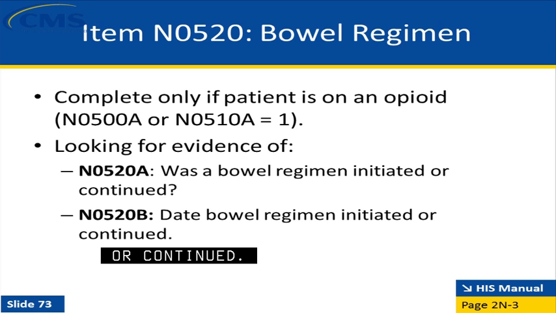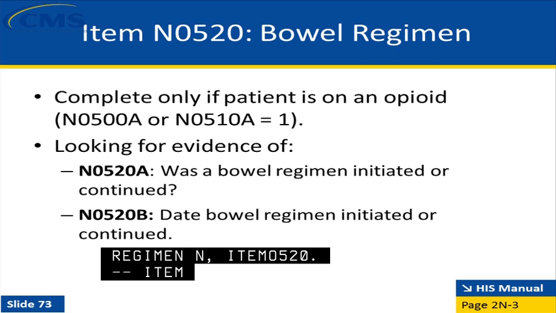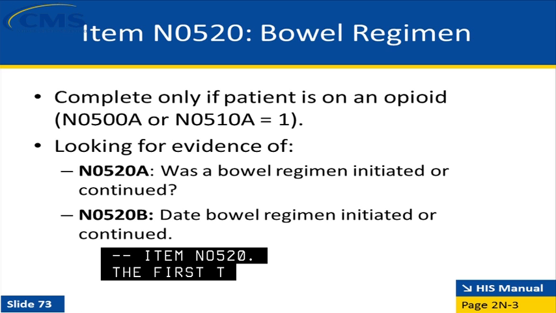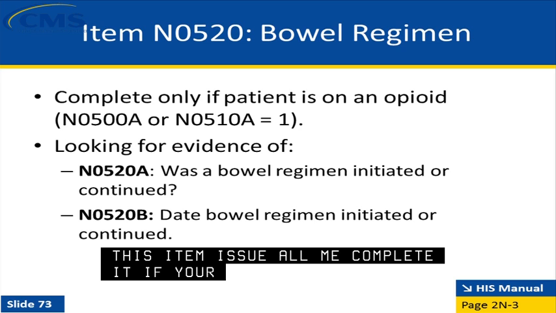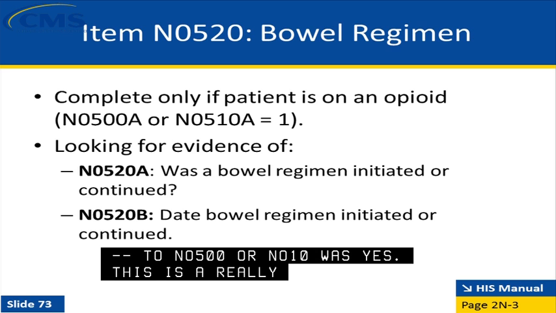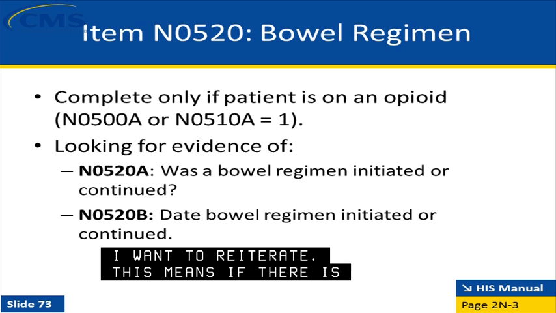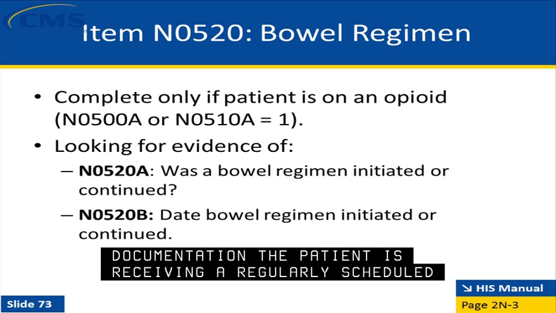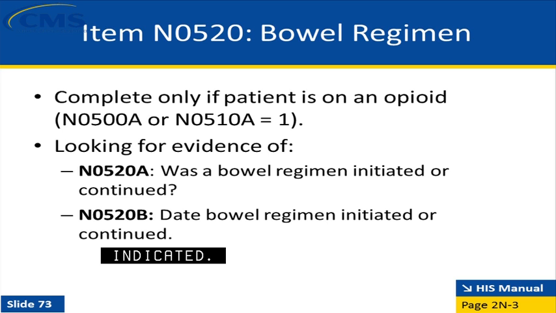So now we're going to move on to the item related to the bowel regimen, and that's item N0520. And in your manual, that would be on page 2N-3. The first thing to notice about this item is that you only complete it if your response to N0500 or N0510 was yes, or a code 1, which would have indicated that the patient is receiving either a regularly scheduled or a PRN opioid. This is a really important point, so I want to reiterate. This means that if there's no documentation that the patient is receiving a regularly scheduled opioid or a PRN opioid, as indicated in N0500 or N0510, you would not complete N0520.